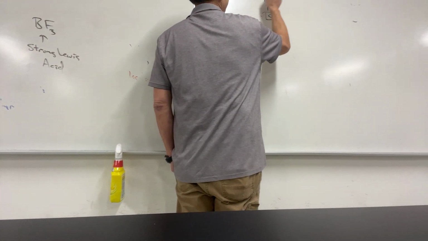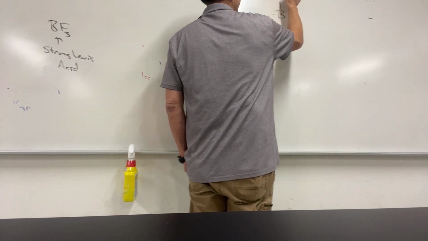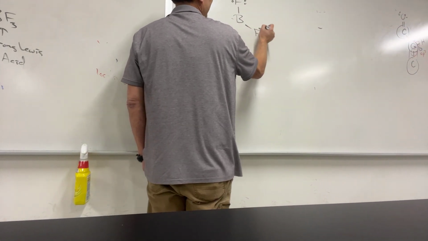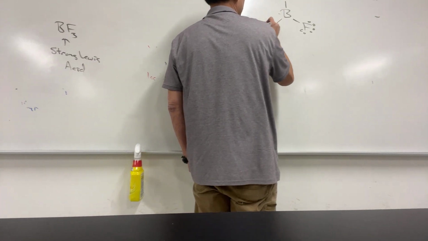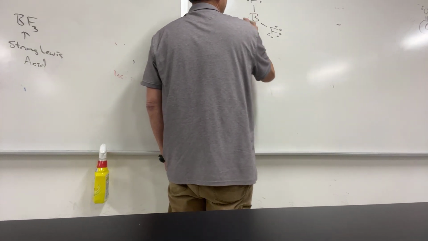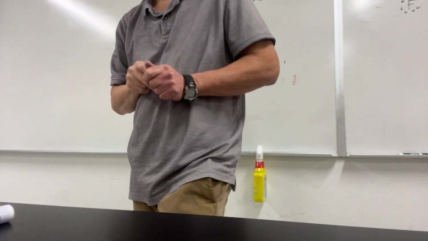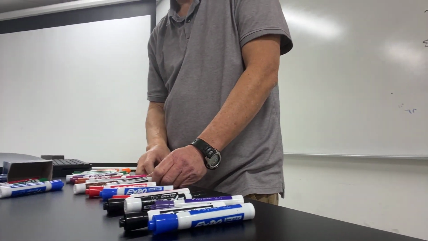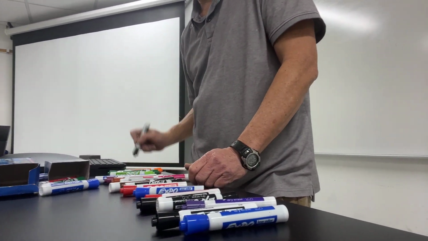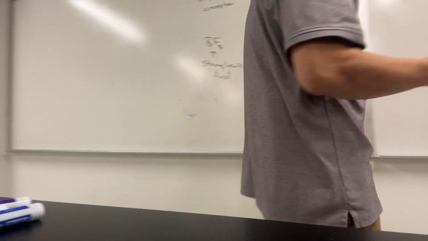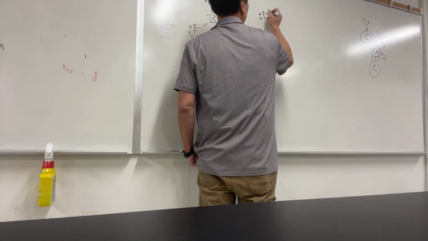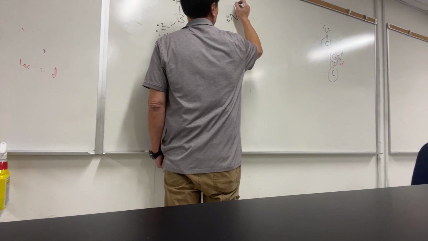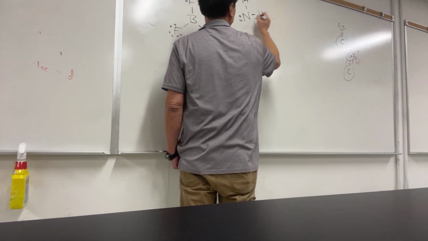So what makes BF3 a good Lewis acid? What makes BF3 a good Lewis acid is it wants another pair of electrons so that it can complete its octet. And so it can get another pair of electrons from the Lewis base. And so ammonia is a pretty good Lewis base. So we'll look at ammonia here.